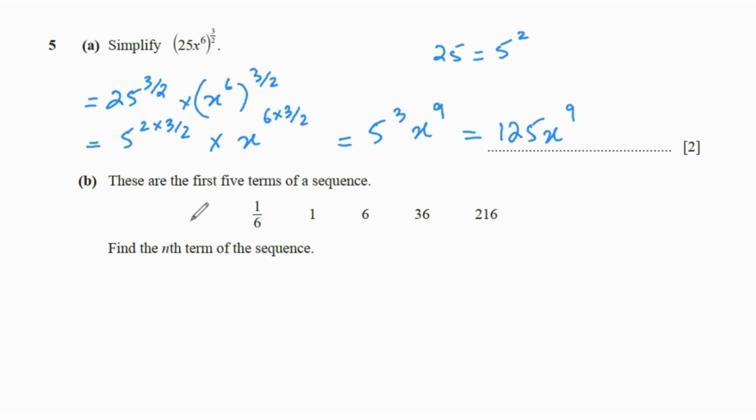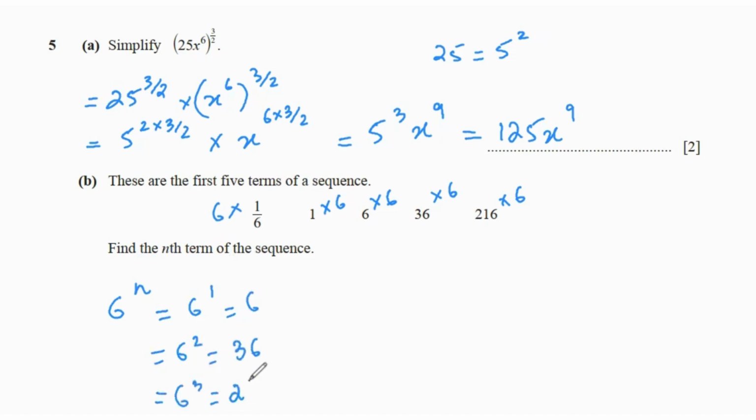Part B says, these are the first 5 terms of a sequence: 1 over 6, 1, 6, 36, 216. Find the nth term of the sequence. So if you notice, we're multiplying by 6 each consecutive term, which means we're following the 6 times table. Since we're following the 6 times table, the nth term can be 6 to the power of n, because 6 to the power of 1 is 6, 6 to the power of 2 is 36, 6 to the power of 3 is 216, and so on.